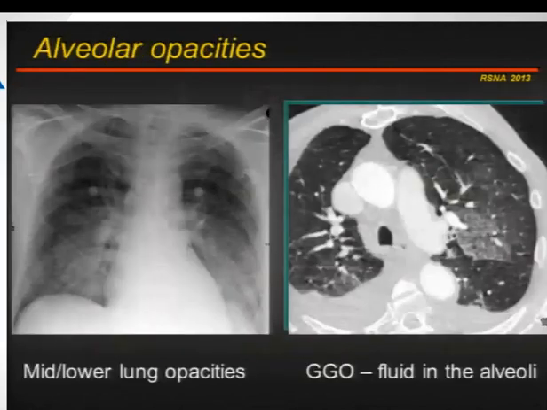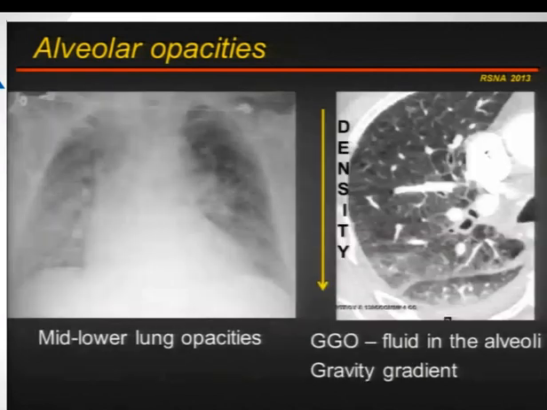Alveolar opacities are the next finding seen in pulmonary edema. They are usually in the mid and lower lungs, and also present as ground glass opacity on the chest CT, which is actually representing fluid within the alveoli. The ground glass opacities usually follow the gravity gradient, and they are more pronounced in the posterior aspect of the lungs in a patient who is in supine position and the lower aspect of the lungs in a patient who is upright.